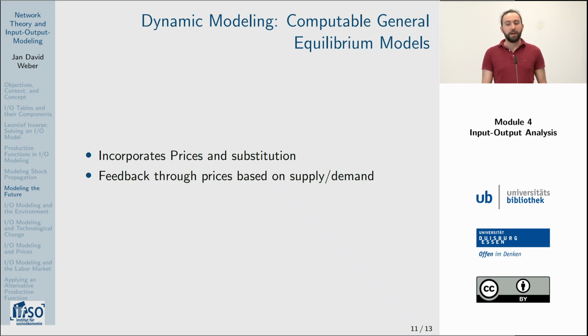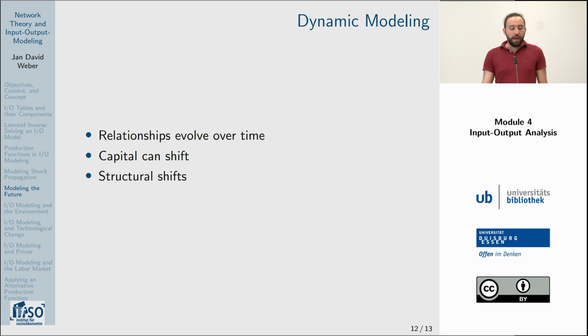And so with the feedback through prices, you have impact on supply and demand in the next year, in the current year. You can incorporate expectations and, oh, I assume price changes in the future, so I will consume today. And all those things can be incorporated into computable general equilibrium models. And to summarize that, dynamic models have relationships which evolve over time. Here we definitely have the possibility that capital can shift based on pricing, based on substitution developments, based on assumptions you throw into the model.